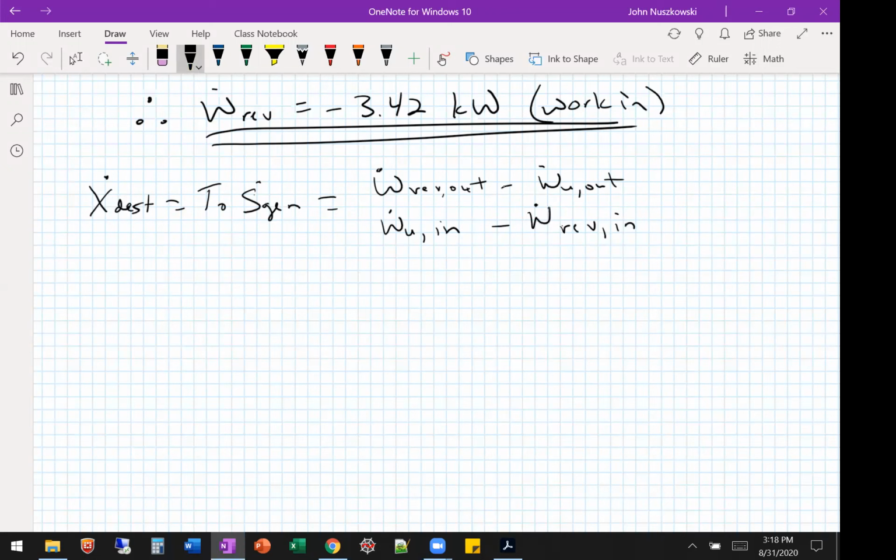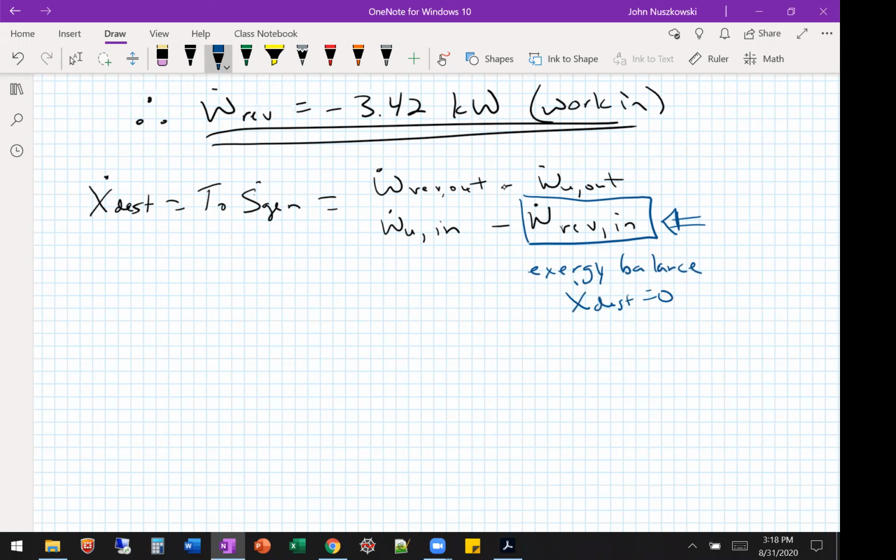We were looking for that minimum because we're a work consuming device. So we had this bottom one, and we were looking for this value, right? So that's the exergy balance where X destroyed, the rate of exergy destruction, is equal to 0, and you solve for work reversible, okay? And that's what we did. We went straight in.